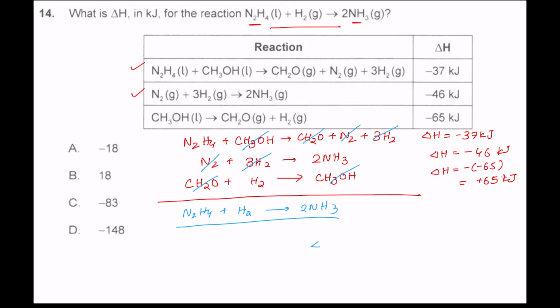And delta H of this reaction will be the sum of all these enthalpies: minus 37, minus 46, plus 65. So if I perform these calculations, I'll be left with minus 18 kilojoule per mole. So from here, option A is the correct answer to this question.